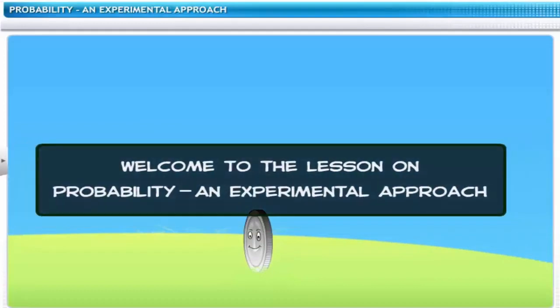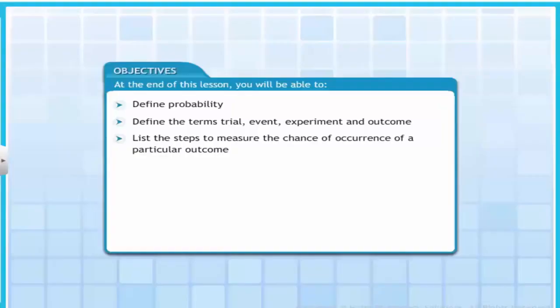Welcome to the lesson on probability, an experimental approach. At the end of this lesson, you will be able to define probability and its terms: trial, event, experiment, and outcome. You will also be able to list the steps to measure the chance of occurrence of a particular outcome.